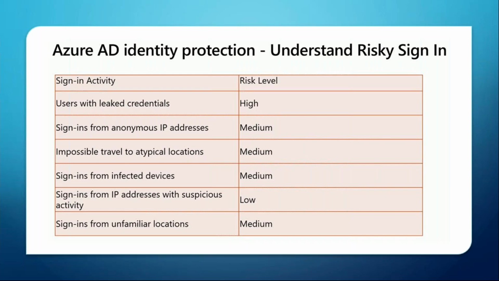Impossible travel to atypical locations. We have different locations, and we're talking about 3D architecture. We need to take care of what sort of resources we allocate in different locations, because it is required for data replication, and geolocation is important. What sort of storage you provide, and how synchronization goes from one location to another, are also things you need to take care of as security people. Sign-ins from interactive devices.